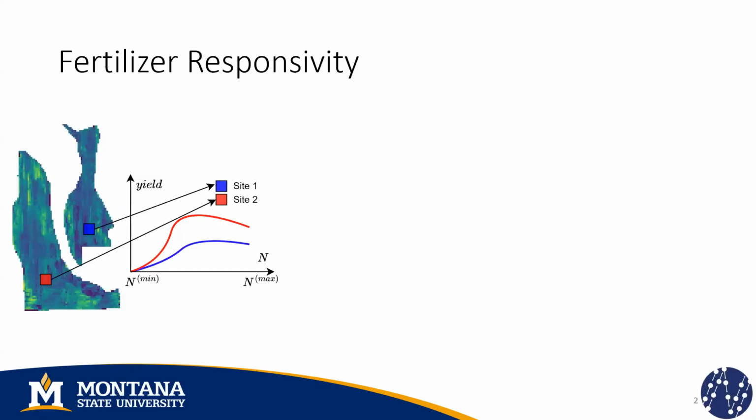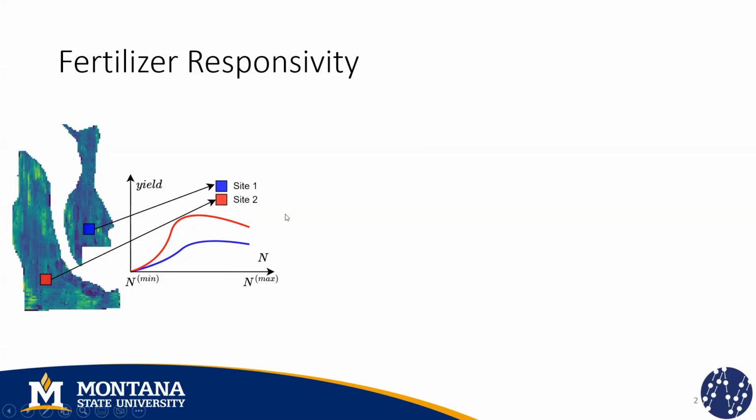To begin with, let me explain what we mean when we talk about fertilizer responsivity. Suppose that we have a field and we are focusing on the analysis of two different sites. For each site, somehow we generate a fertilizer curve, or in this case, a nitrogen curve. These curves tell us the estimated yield value that we would obtain if we apply different fertilizer rates.